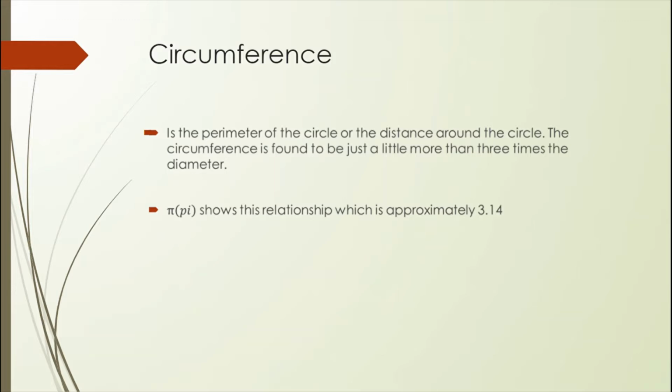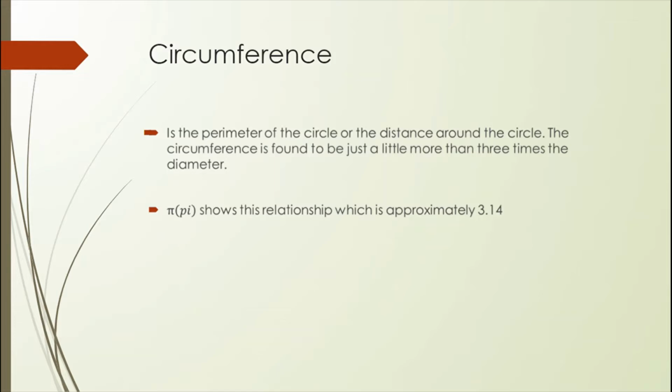Now, let's start with identifying what a circumference is. Circumference is the perimeter of the circle, or the distance around the circle. The circumference is found to be just a little more than 3 times the diameter.